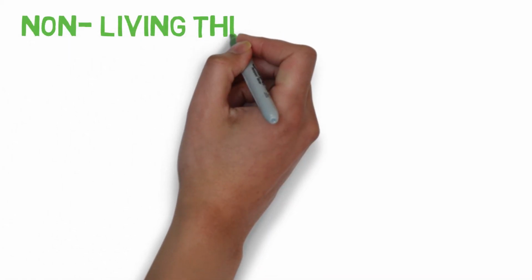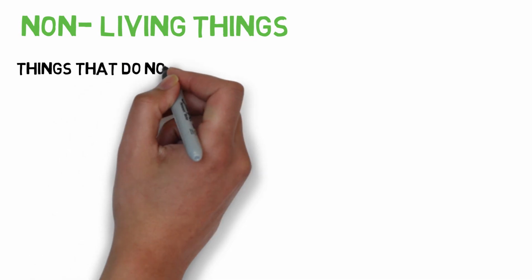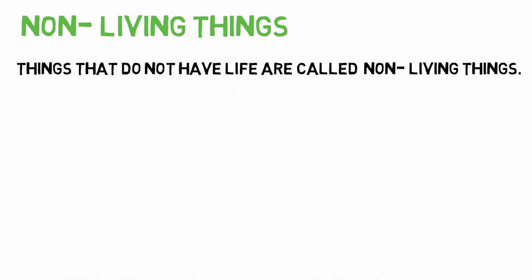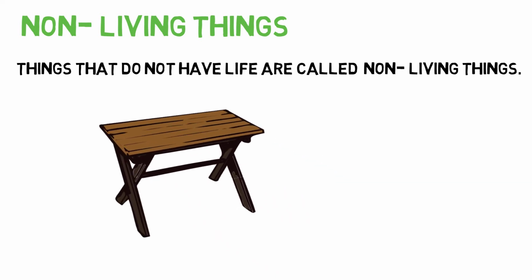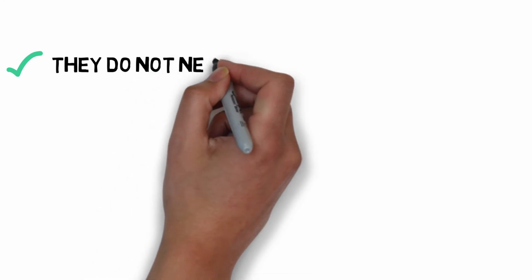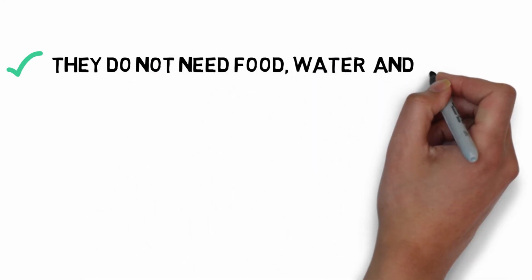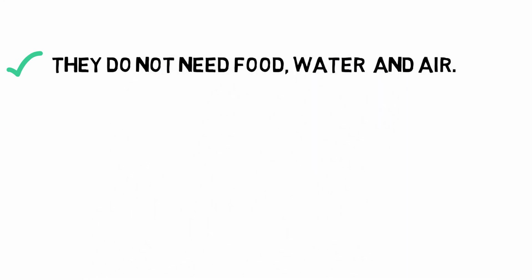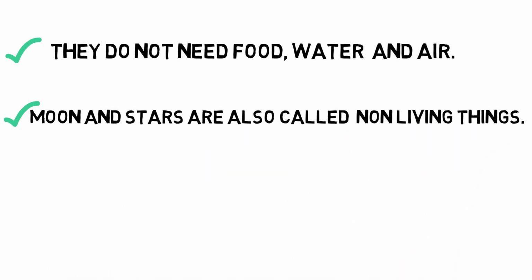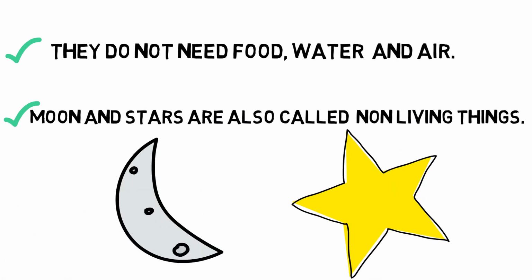Non-living things. Things that do not have life are called non-living things. For example, table, chair, rocks, toys, computer, etc. They do not need food, water and air. Moon and stars are also called non-living things.